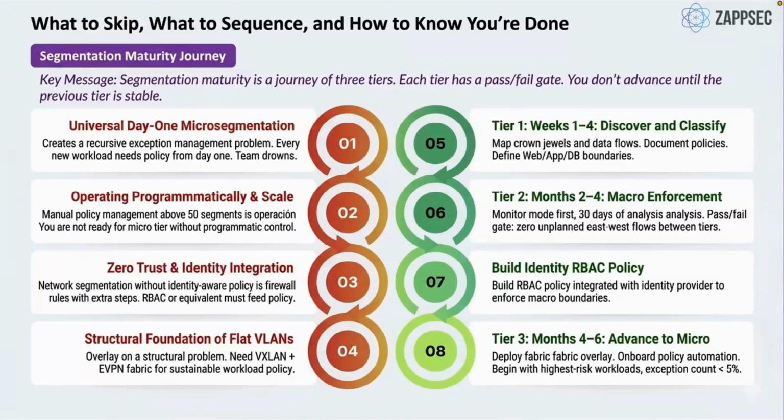Right. So the sequence is basically the program itself, and these gates should be non-negotiable. Correct. Segmentation maturity is a journey of 3 tiers. Each tier has a gate. You earn it and then you advance, and the calendar doesn't give it to you.